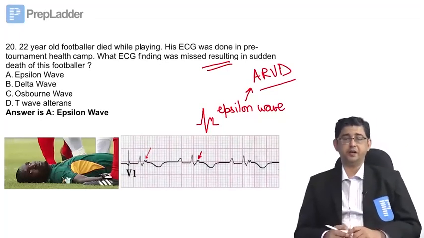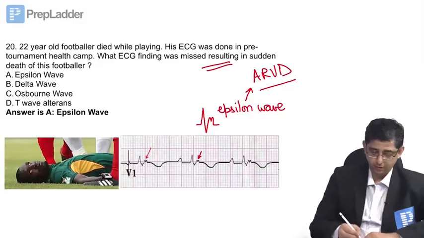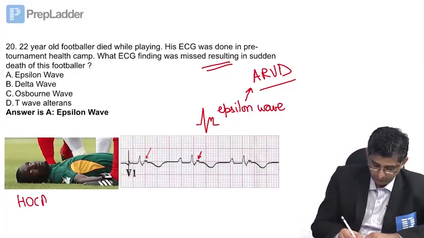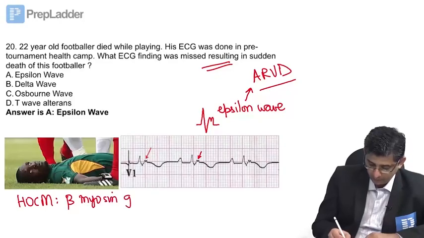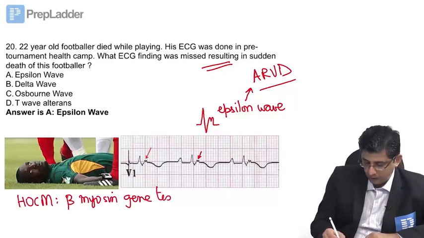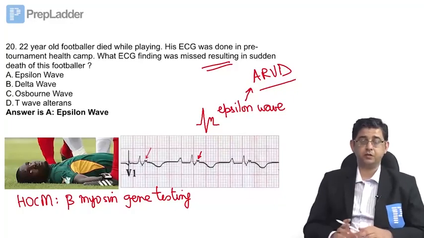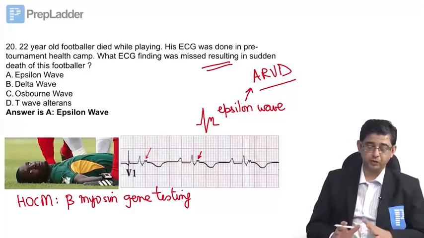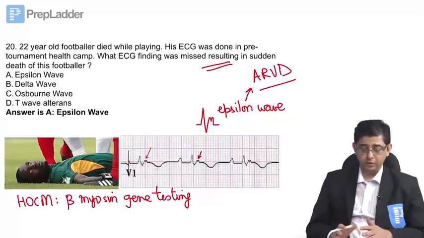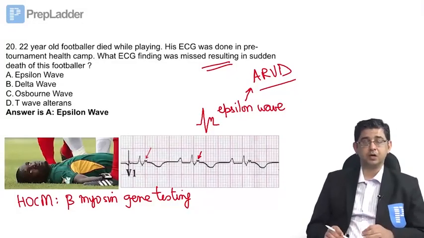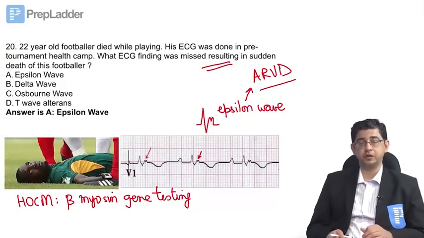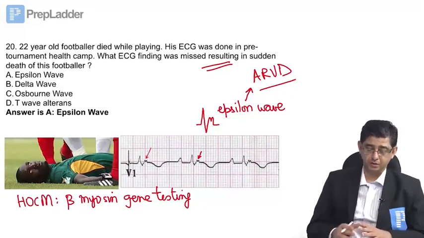Nowadays, because genetic testing for HOCM has become common, hypertrophic obstructive cardiomyopathy can be easily identified with beta myosin gene testing. Beta myosin gene testing is regularly done on football players to identify HOCM nowadays. Therefore, the current edition of Harrison says that the incidence of HOCM causing football-based deaths has reduced because this testing is available now. Another cause is becoming a predominant cause of death in football players, that is arrhythmogenic right ventricular dysplasia, causing epsilon wave.